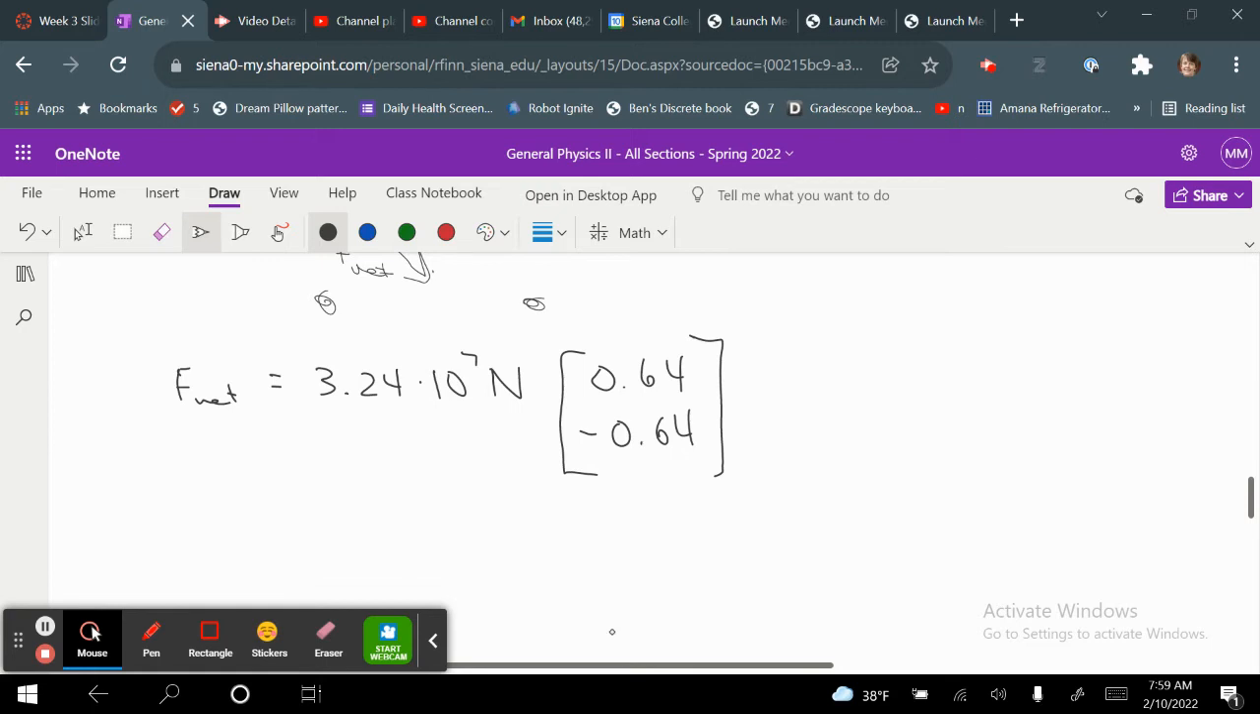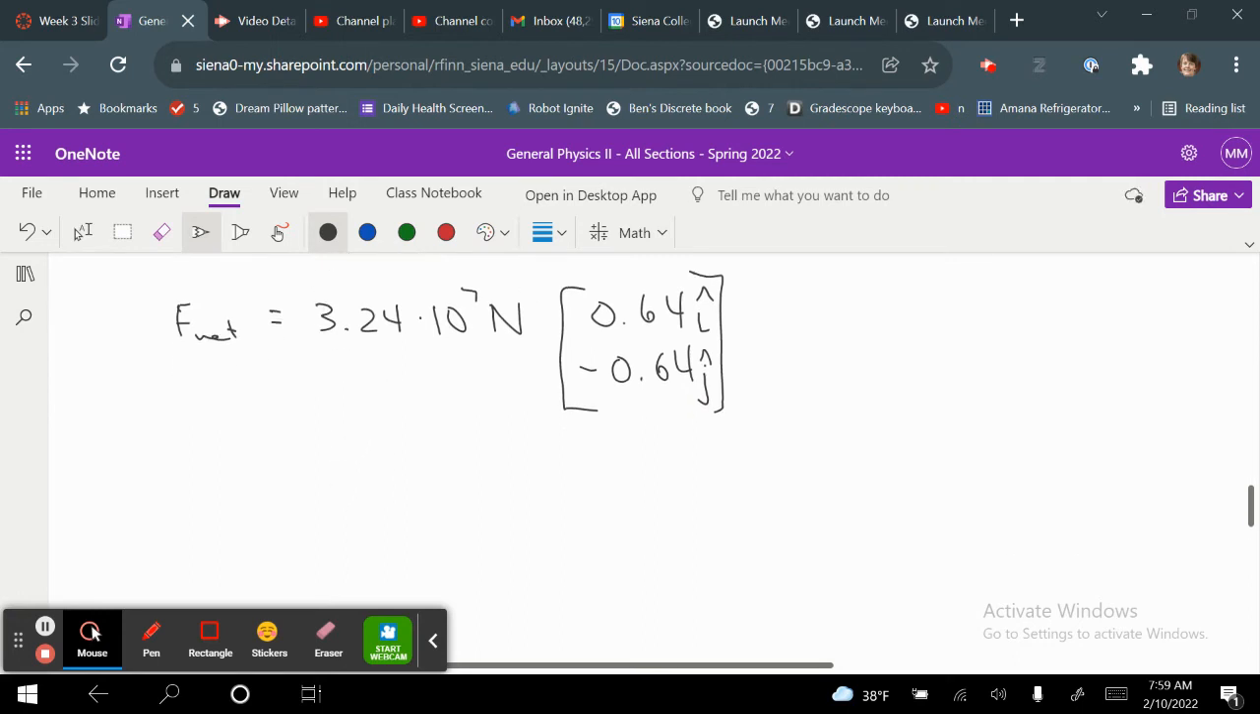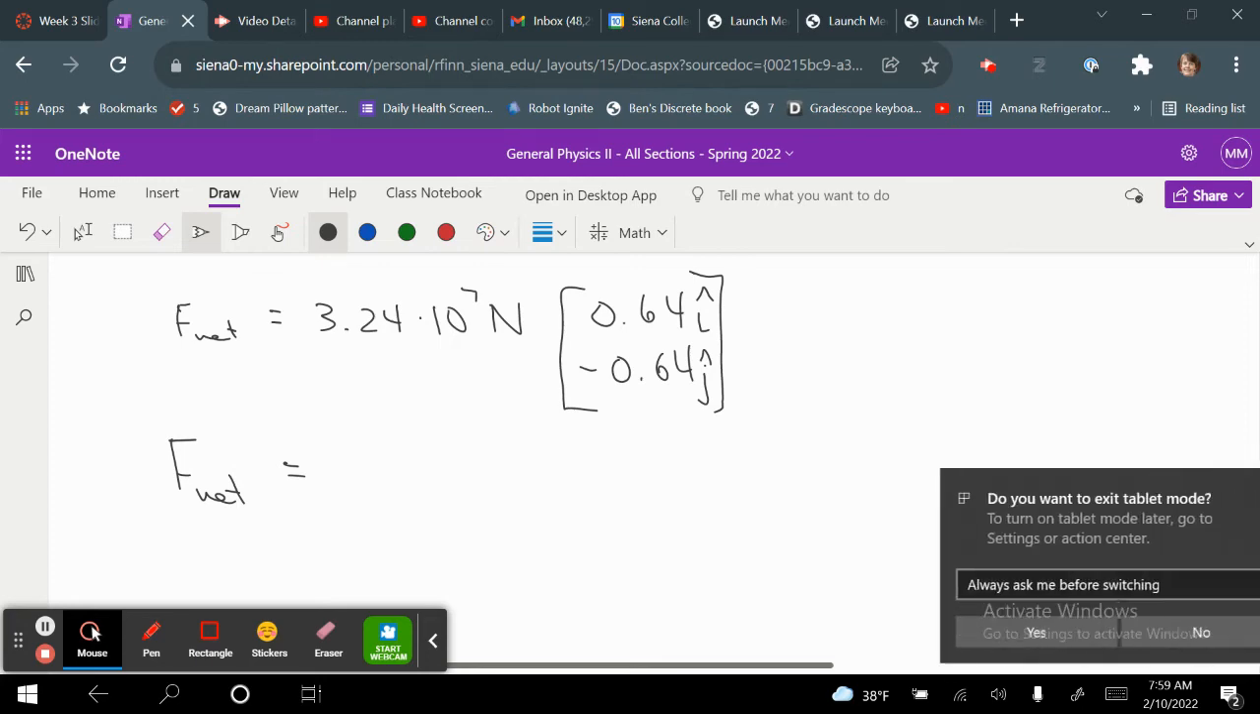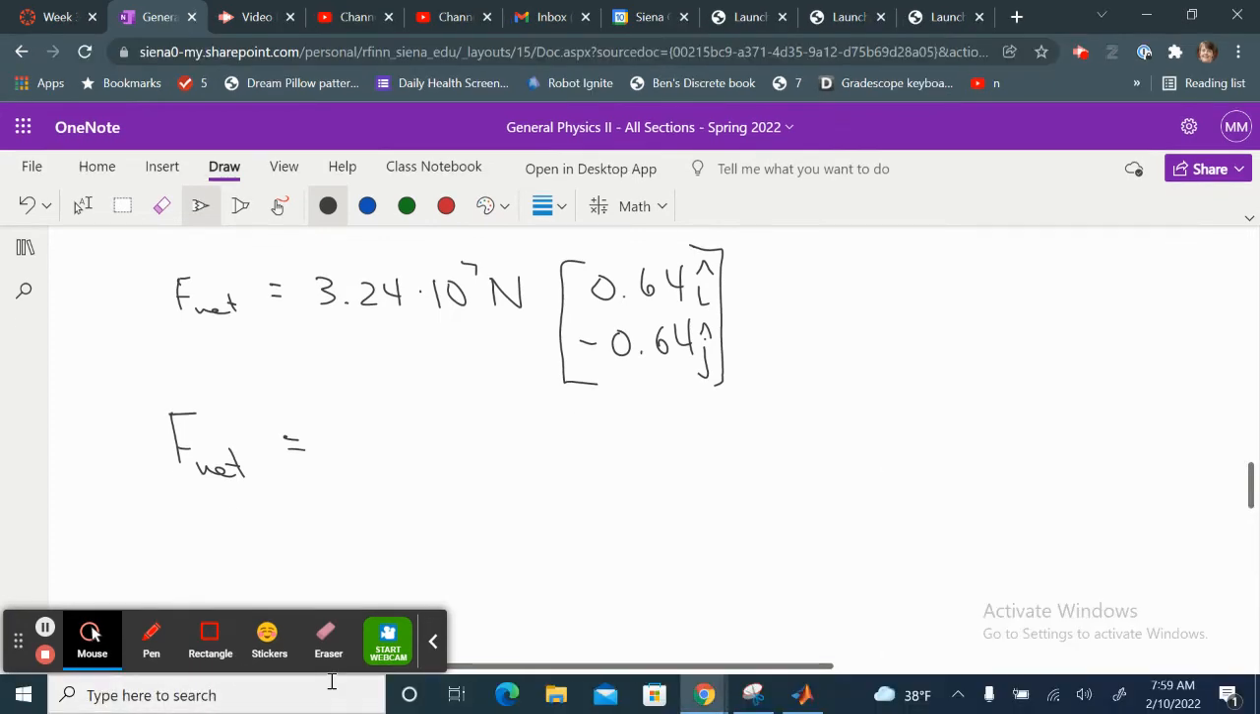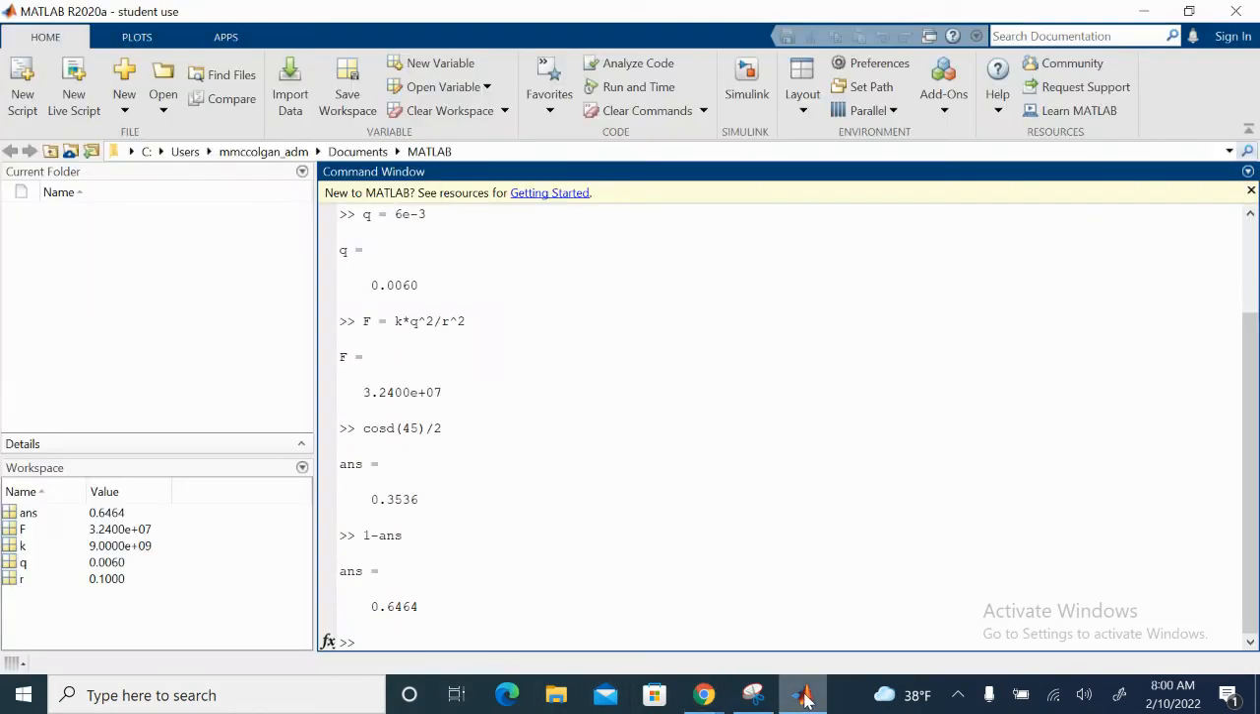I'm going to put an i hat here to show that this is in the x direction, and a j hat here to show that this is in the y direction. So I can rewrite this as F net is equal to, now I can multiply 3.24 by 10 to the 7th. So F times my answer is 2.09 e to the plus 7, 2.09.